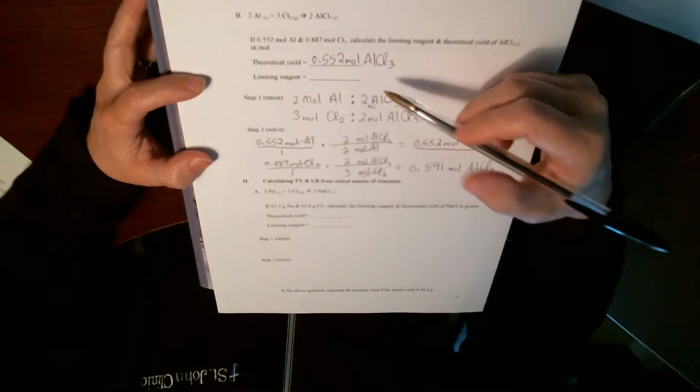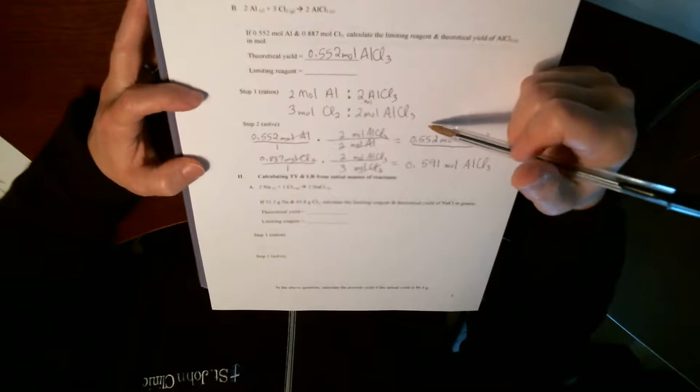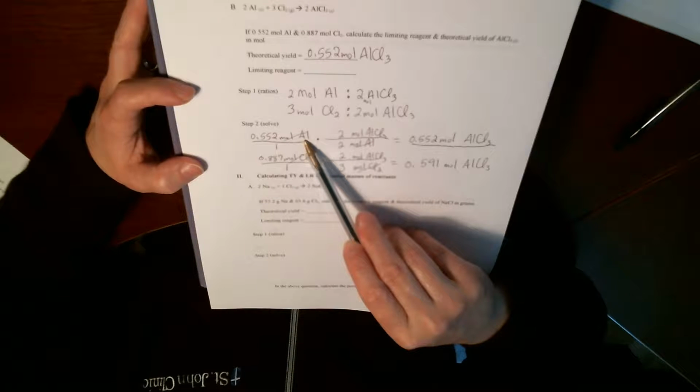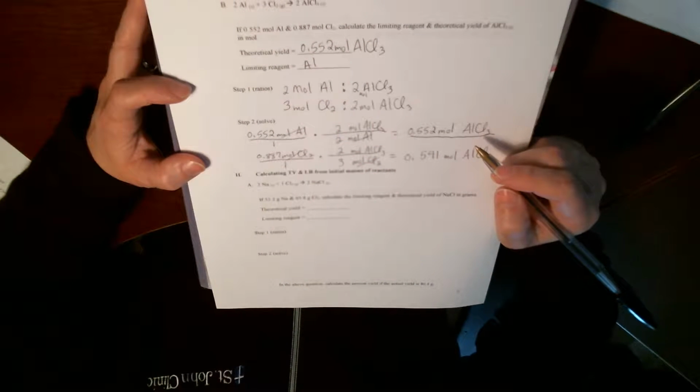And the limiting reagent, so it's what we're limited by. What ingredient are we limited by? So we go back to the beginning, and it's aluminum. So aluminum is our limiting reagent.